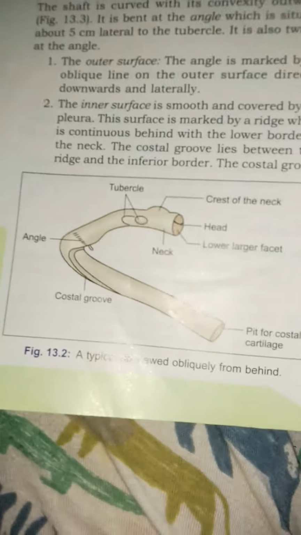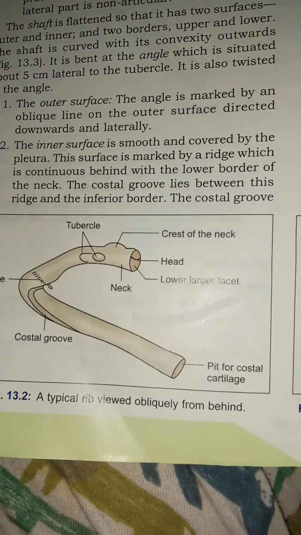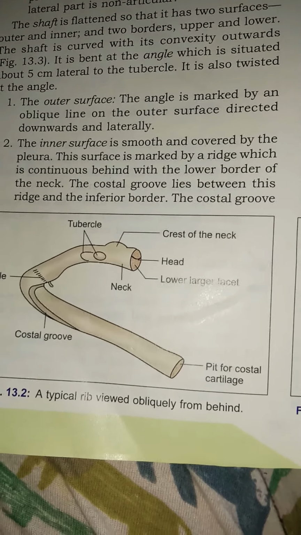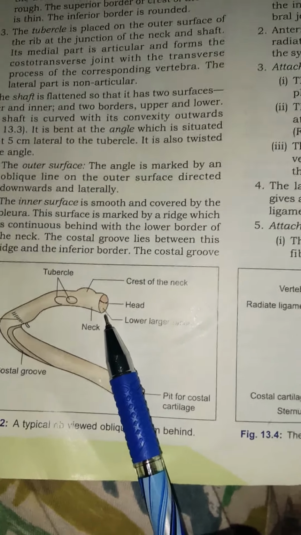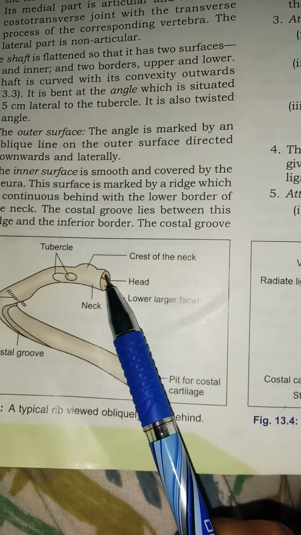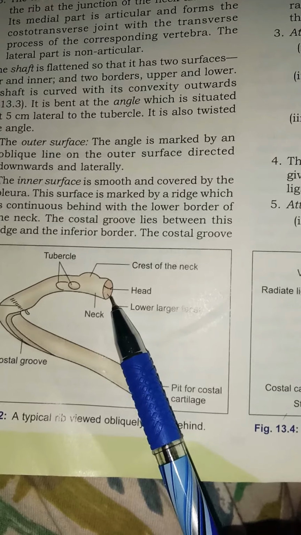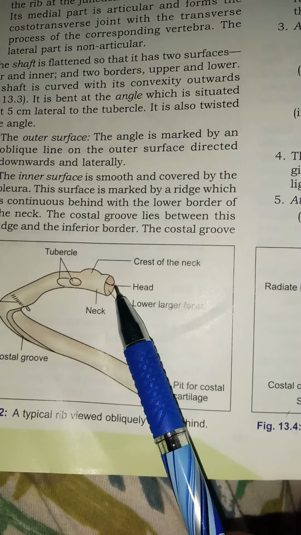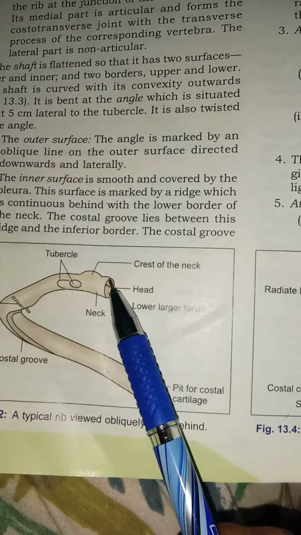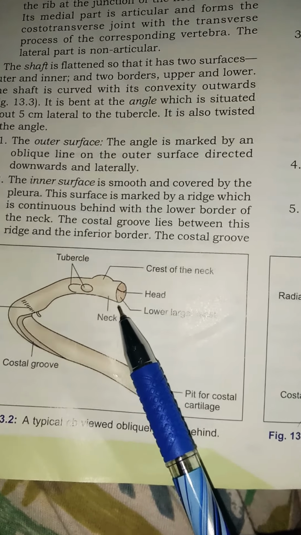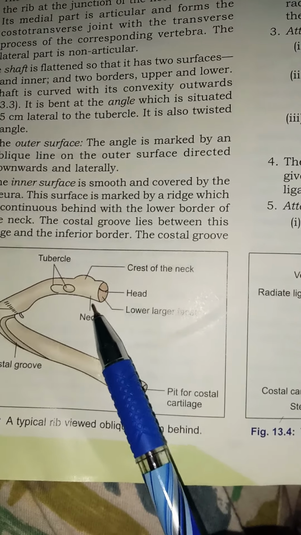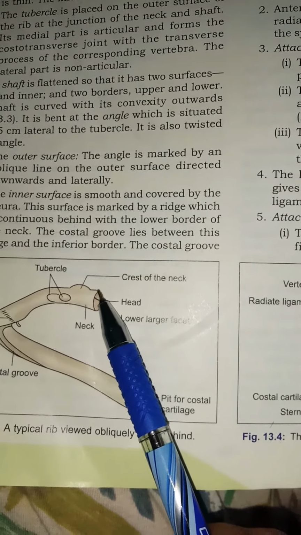So here only you can understand now. The different features of the rib. The main one is the posterior end has a head, and its head has mainly two facets. You can see this is the upper facet and the lower facet, and these facets are separated in between by a crest. So this is a crest, this is the upper facet, and this is the lower facet. And the lower facet is bigger when compared with the upper facet.